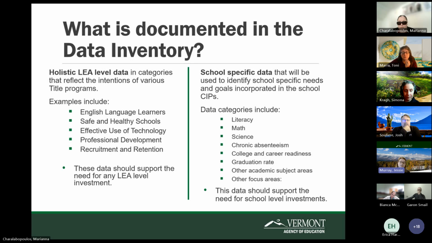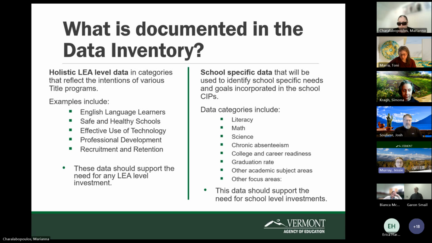So for example, some of the different types of categories are English language learners, safe and healthy schools, effective use of technology, professional development, or recruitment and retention. You may be able to use Title I or Title II for some of those, or Title I or Title IV for some of those different types of categories. So we're trying to get you to think about the theme of those categories and make connections between the various needs that you might have within your LEA and then connect them back to available title sources.